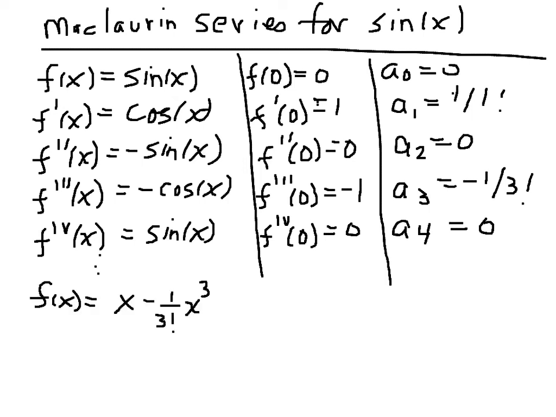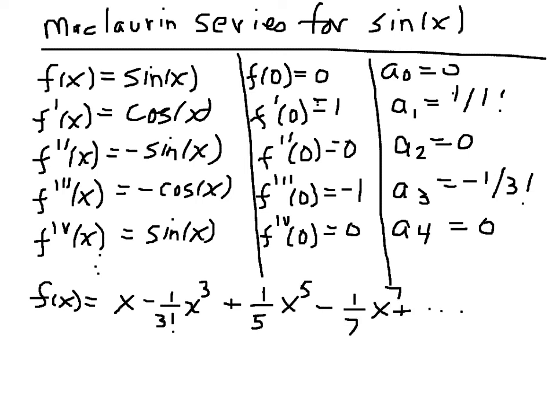So given what we have, our first term is simply going to be x. Then we're going to have minus 1 over 3 factorial times x cubed. And you should be able to guess that the next one is going to be 1 over 5 factorial x to the 5th. And that pattern continues.